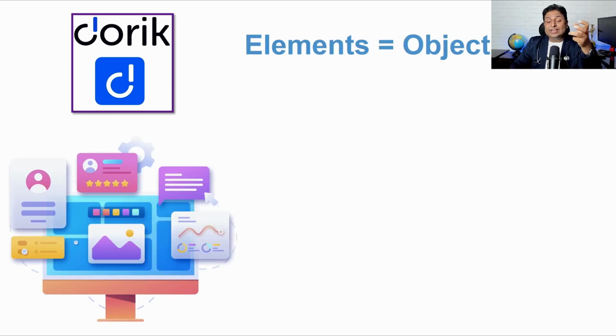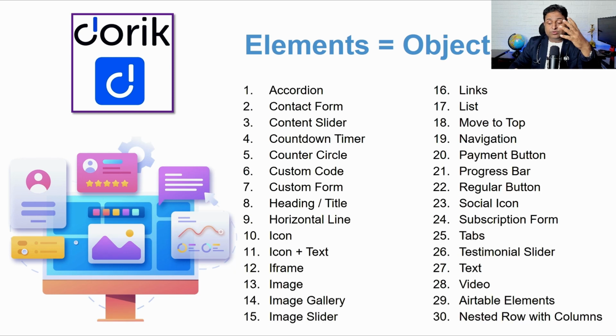When it comes to Dorik, what are the elements we have? We have around 30 plus elements. For example, icons, contact forms, countdown timers, images, text, progress bar, social media icons, tabs, and all those things which you'll understand later. But these are all elements which can be added into the columns.